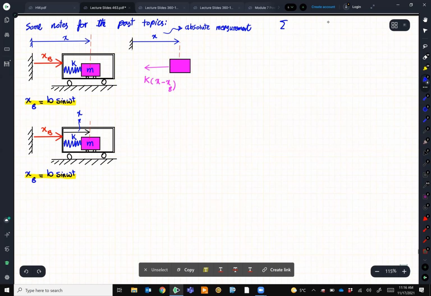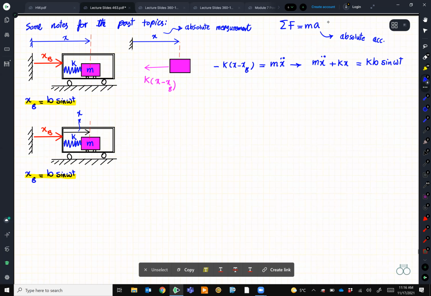And we know that when we use Newton's law, the sum of the forces equal to ma, this a must be the absolute measurement, absolute acceleration, not relative acceleration. So if I write the equation for this one, I will end up with k(x minus xp) equal to m x double dot. I simplified the equations, so I ended up with m x double dot plus kx is equal to kb sine omega t. That's one equation. Let's do it for the second one.